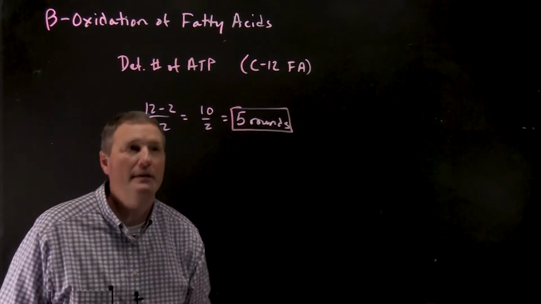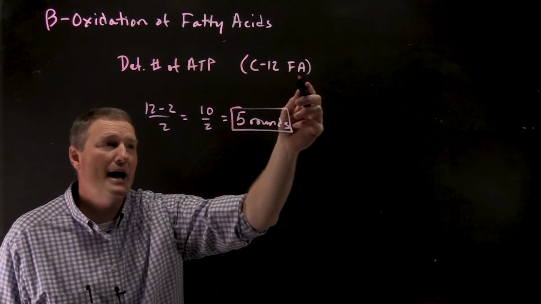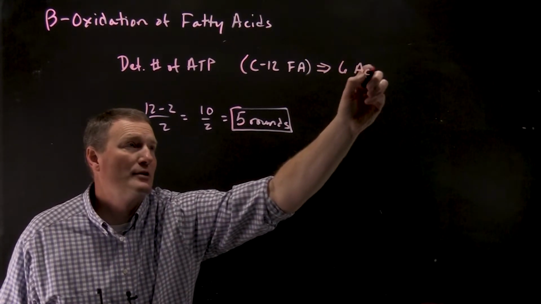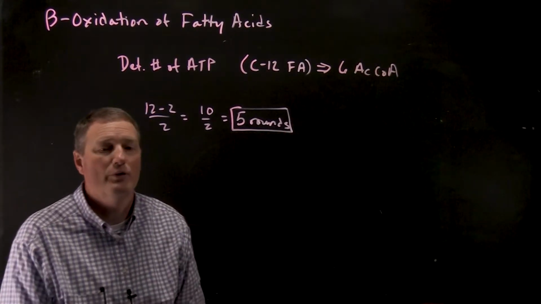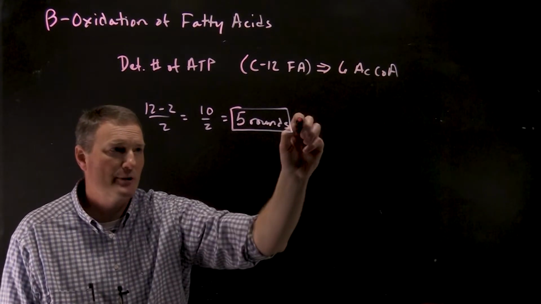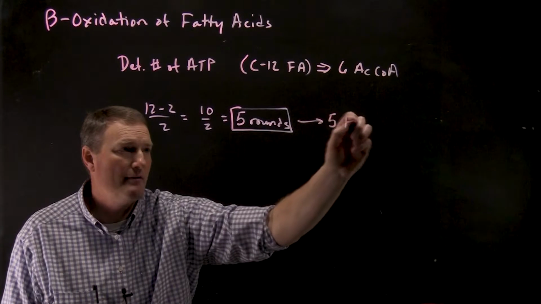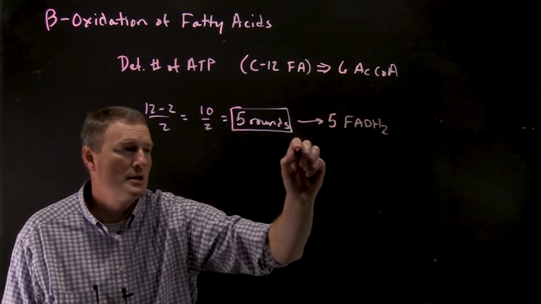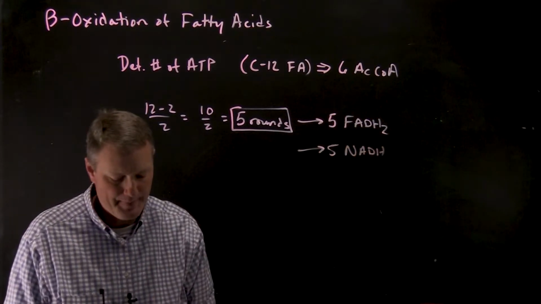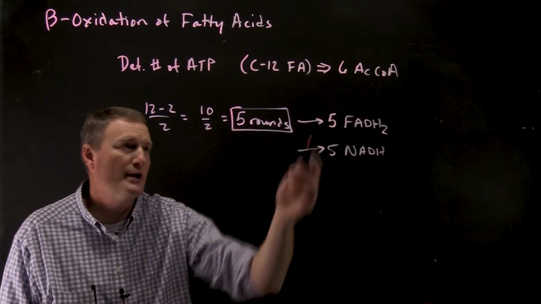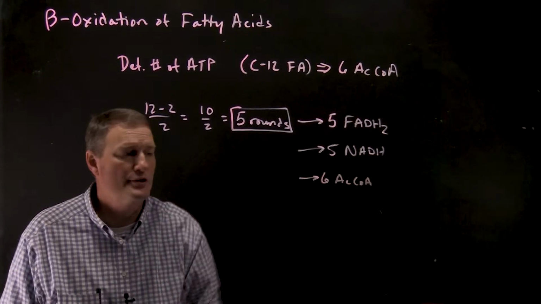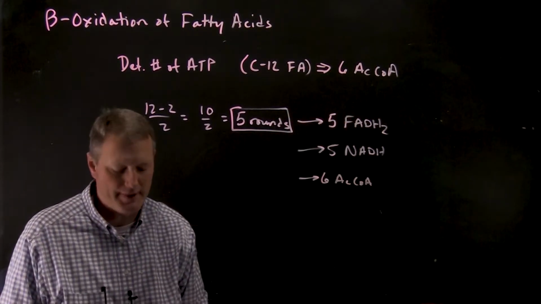Now, this compound ultimately is going to give rise to 6 acetyl-CoA units. So don't forget that, but we're only going to be going through 5 rounds. So what that means is that this would generate 5 FADH2s. It would then generate 5 NADHs. And then we're going to just put here the 6 acetyl-CoAs that are generated from the total degradation of this.